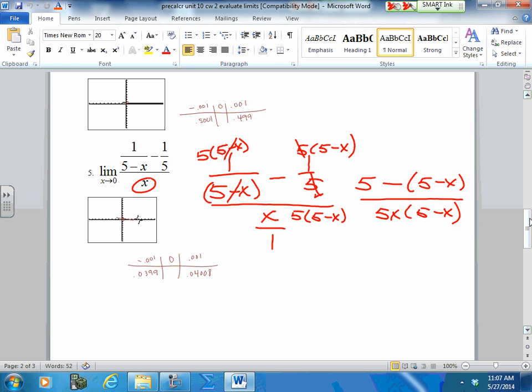Work the numerator. You got to get this guy out of the parentheses. So minus 5 plus x. And what is 5 minus 5? 0. That cancels out. So we're left with x over 5x, 5 minus x. Our goal was to get rid of that x. Can we cancel out the x now? Top and bottom, isn't it a factor? So what's left on the top? 1.